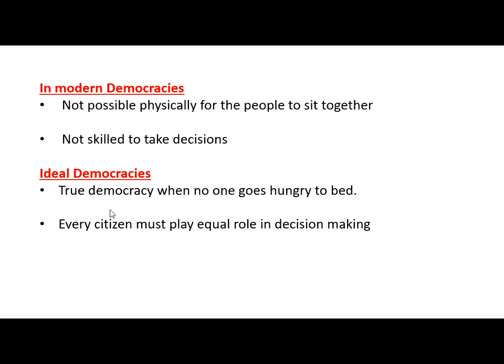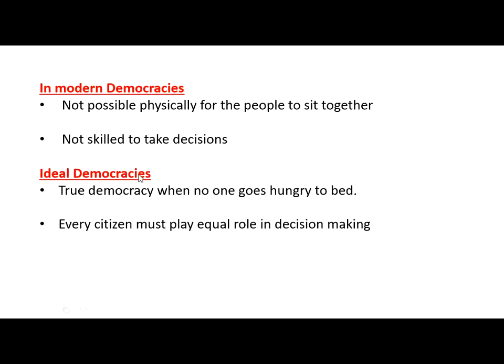In modern democracies, it is not possible for all the people to sit together and take decisions. Students, is it possible for all of us to sit together and take decisions for our betterment, or decisions which favor us? No. And that is why we choose a representative for us. Sometimes we people are not skilled to take decisions. Many people in our country are not that educated or skilled, so that they can take the best interest in their favor. So this is again the reason why we choose representatives for us.